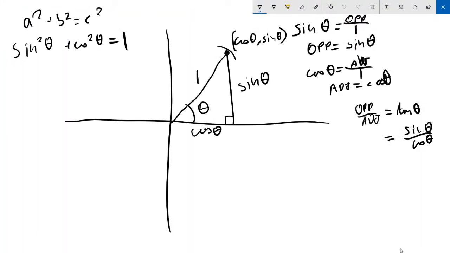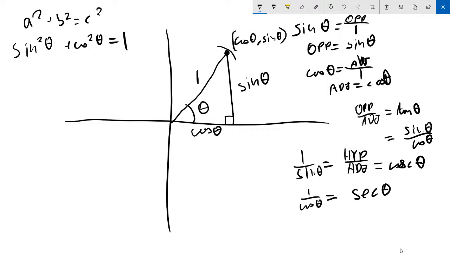So what you would do is that you would have 1 over sine theta, which happens to be equal to the hypotenuse over the adjacent, and that we call the cosecant of theta. And the same way, 1 over cosine theta is equal to the secant of theta. Now, I don't really think there's a way for you to derive these names on your own. It's kind of confusing which one is which.